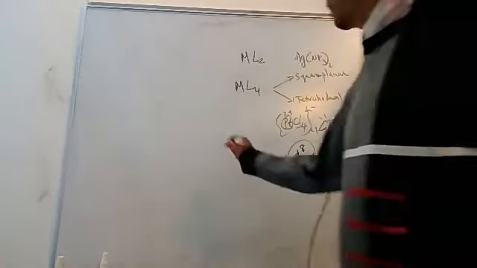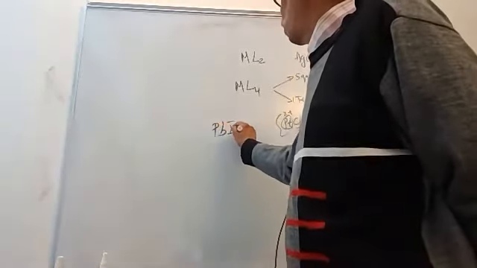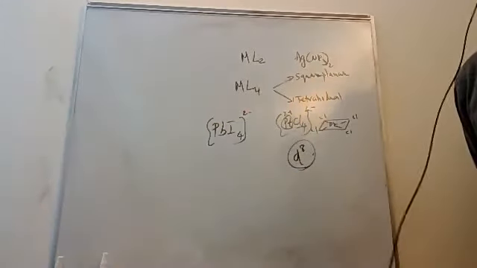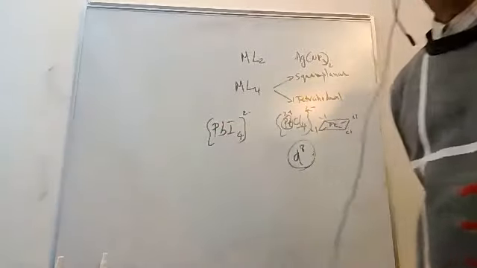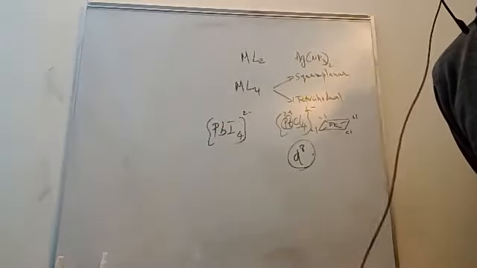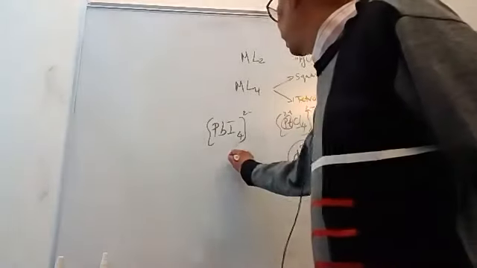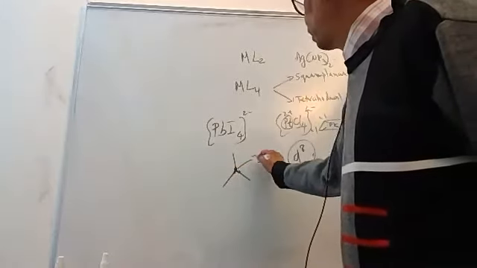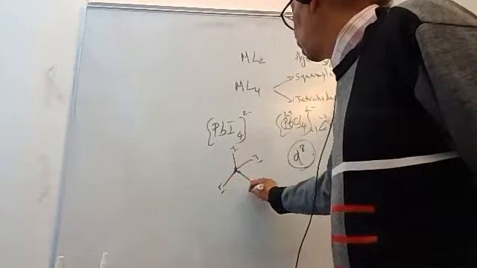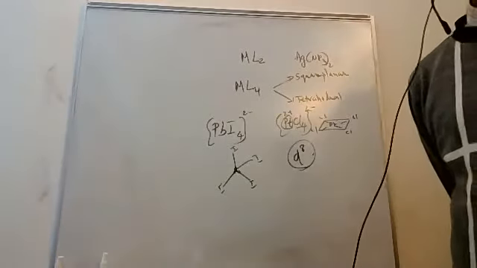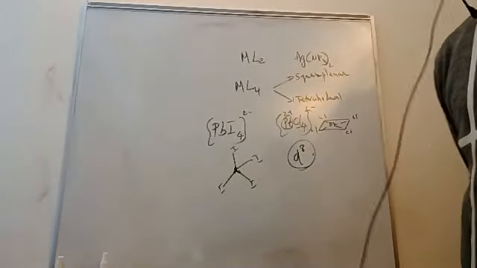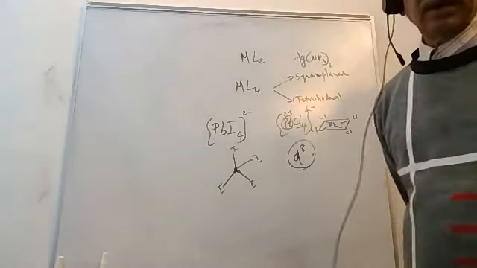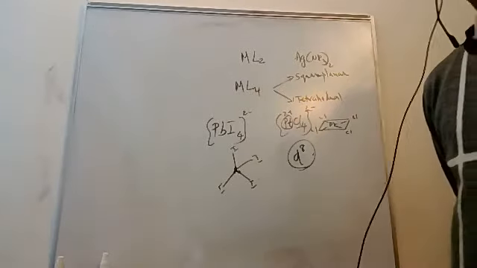So for example, if I have PbI4 2-, this is again a 1:4 metal-to-ligand complex, and this one remains tetrahedral. So you have the tetrahedron, just like a methane molecule. You have the lead in the middle and the iodines in the corners. So if you have 1:4 complexes, usually the geometry could be square planar or tetrahedral.